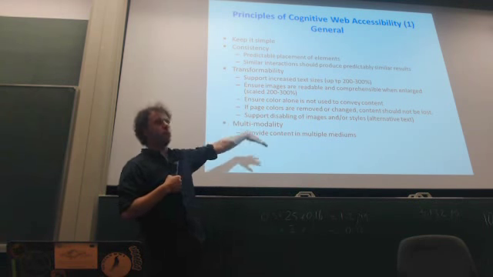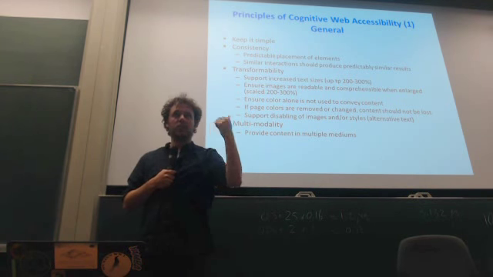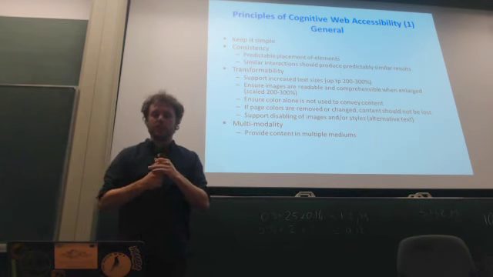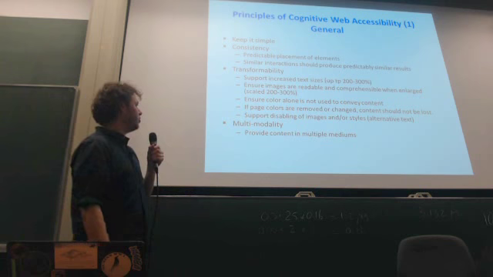Transformability is important, so this is also for the other types of disabilities, but making sure that your text can be increased or enlarged so that people can read it more easily helps also with cognitive disability.